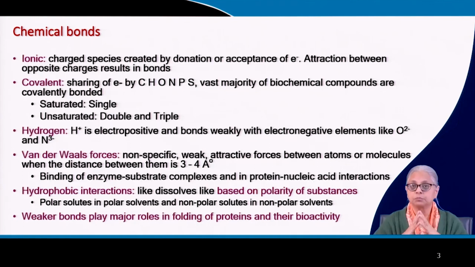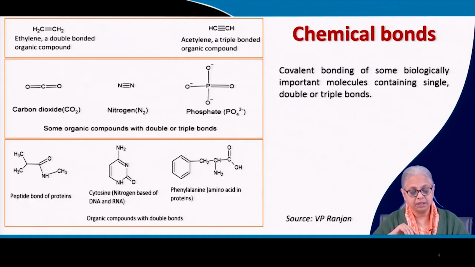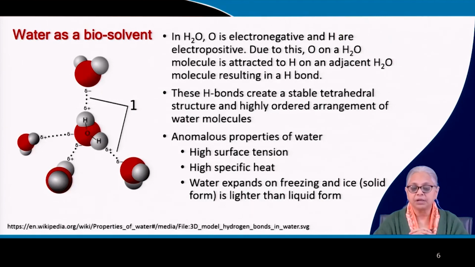Hydrogen bonds. How is a hydrogen bond formed? So hydrogen is electropositive, and it will bond weakly with electronegative elements like oxygen and nitrogen. And some of you may have studied this. You know that water is a biosolvent. You know that it's H2O. So you have oxygen and you have the 2 small hydrogen atoms attached to the oxygen. Now because oxygen is much bigger, it attracts the electrons towards itself. It becomes more electronegative, while the hydrogen atoms are more electropositive. So there is a polarity within a water molecule. There is one side of the water molecule that is electronegative, and the other side where the 2 hydrogens are is more electropositive.